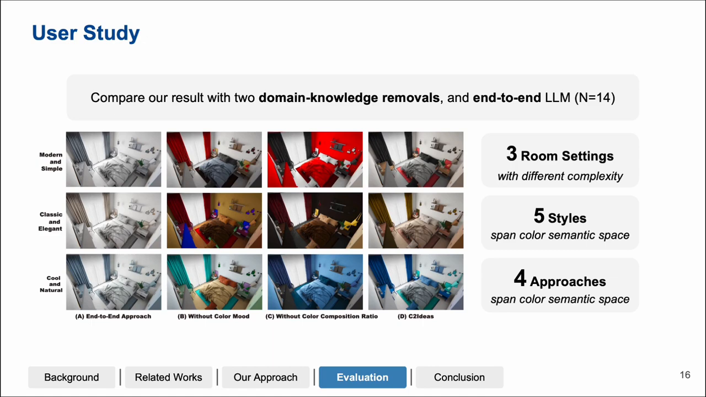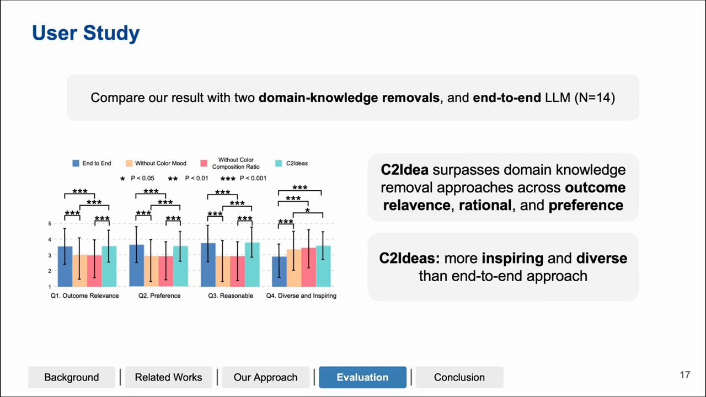2 of these approaches involved the removal of specific color domain knowledge, one without consideration of color mood and the other without attention to color composition ratios. We also compare our method to end-to-end approaches, which do not utilize domain-specific knowledge for enhancement and do not include a chain of thought in their process. We concentrate on evaluating the color scheme's relevance to the specific style, its rationality, user preference, and the diversity and inspiration level of the result.